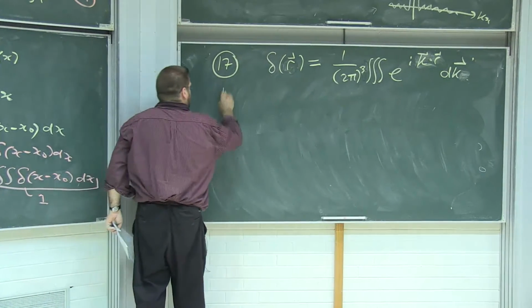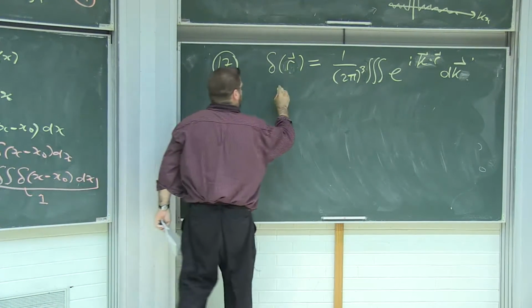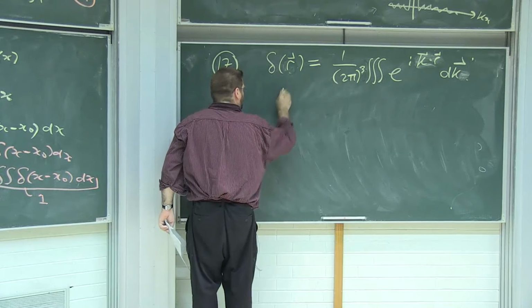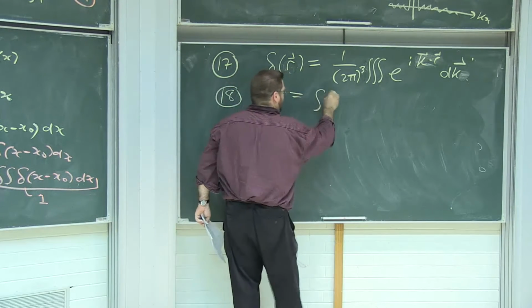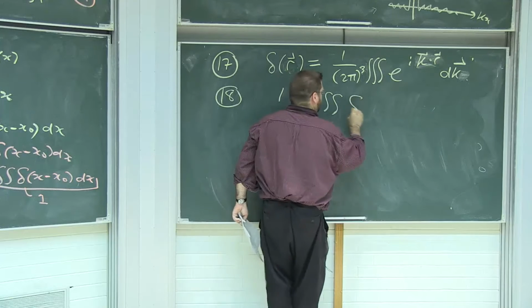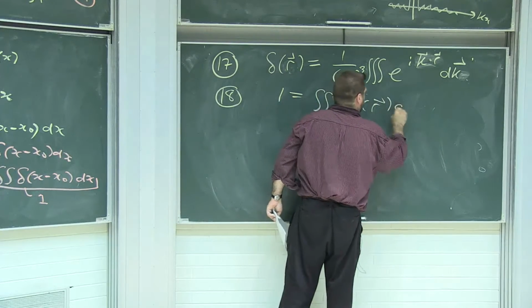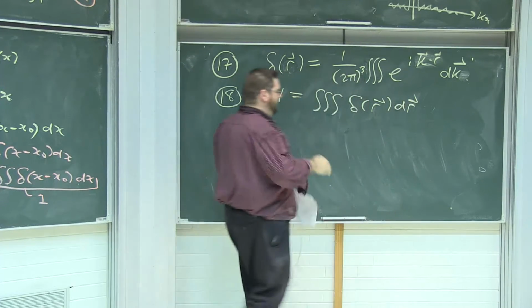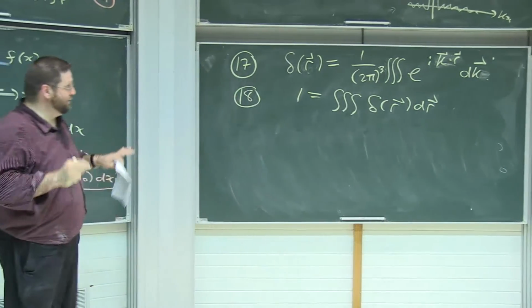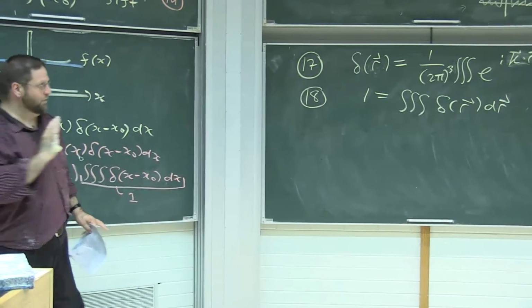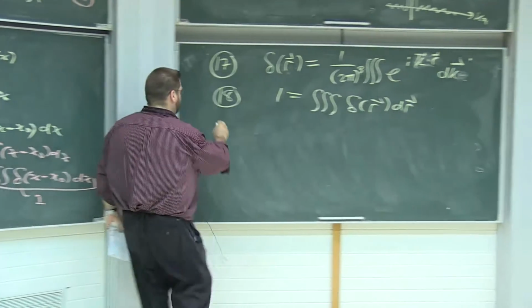How about the idea that the area under the Dirac delta is 1? 1 equals the area, now in a 3D sense, under the Dirac delta. The Dirac delta is now 0 everywhere in 3D space except at a point, but the integral of this object over all space is 1.